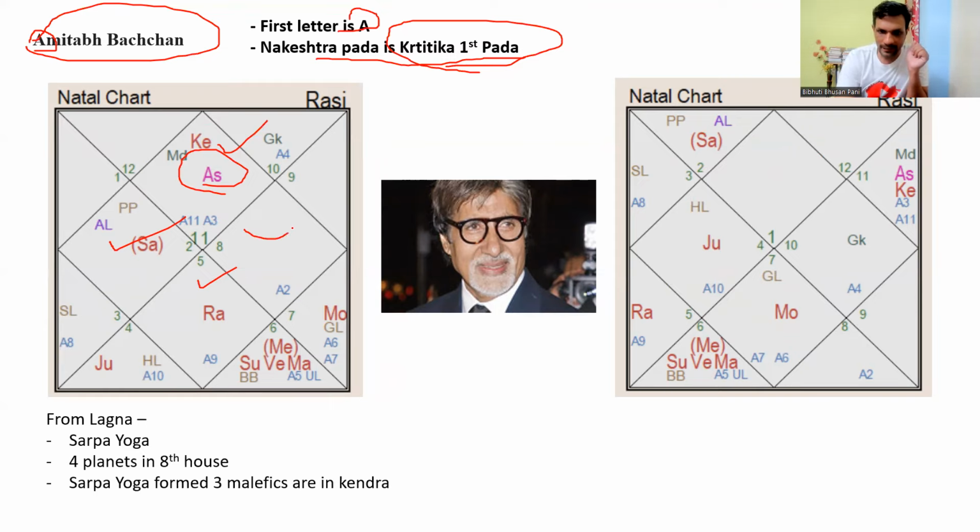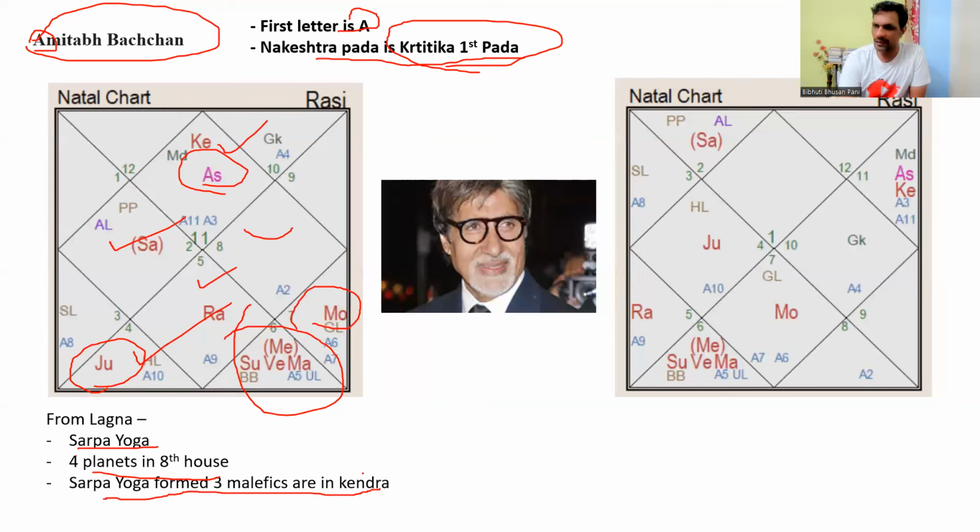And four planets are there in the 8th house. Moon is in the 7th house. Jupiter is in the 6th house, exalted Jupiter in the 6th house. Okay. So Amitabh Bachchan has Sarpa Yoga, four planets in the 8th house. Sarpa Yoga is formed as three malefics are in Kendra. And exalted Jupiter is in the 6th house.